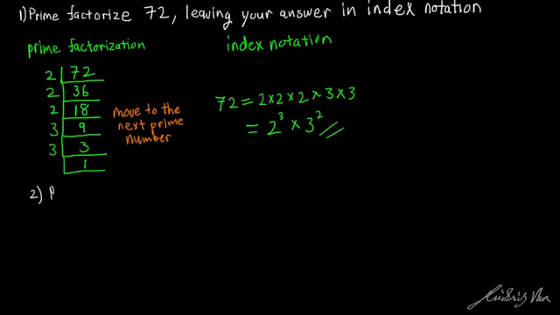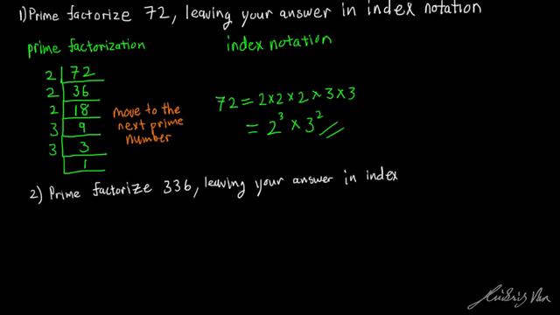So let us take a look at the next example, which is prime factorize 336, leaving your answer in index notation. So we start off by asking whether 336 is divisible by 2, and the answer is yes. So we divide 336 by 2. We get 168. 168 divided by 2, we get 84. 84 we can also divide by 2. So we get 42. 42 divided by 2, we get 21. Now 21 we cannot divide by 2 anymore.